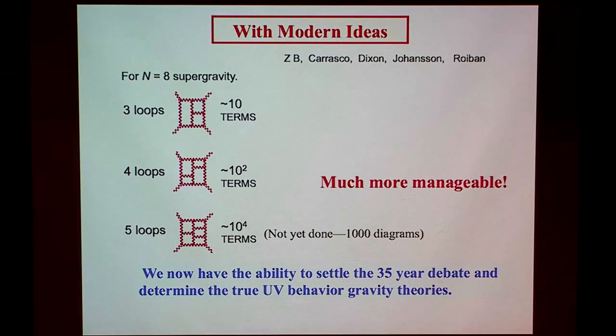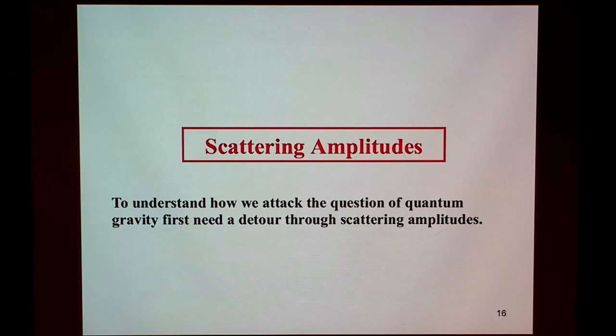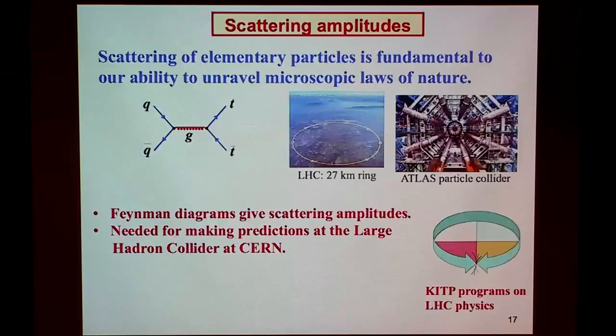Now to understand more about how we attack quantum gravity, we could have a look first at scattering amplitudes. The scattering of elementary particles is described by Feynman diagrams, and that's something absolutely fundamental to our ability to unravel the microscopic laws of nature. Of course, this is being done most prominently at CERN, the 27-kilometer ring. There's the Atlas detector.